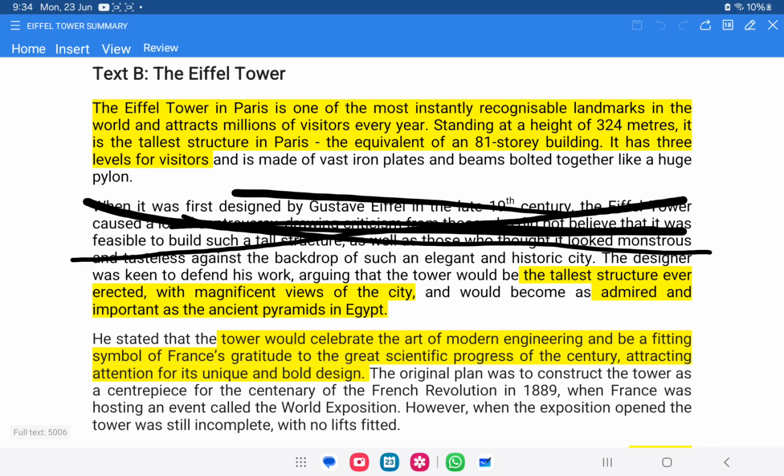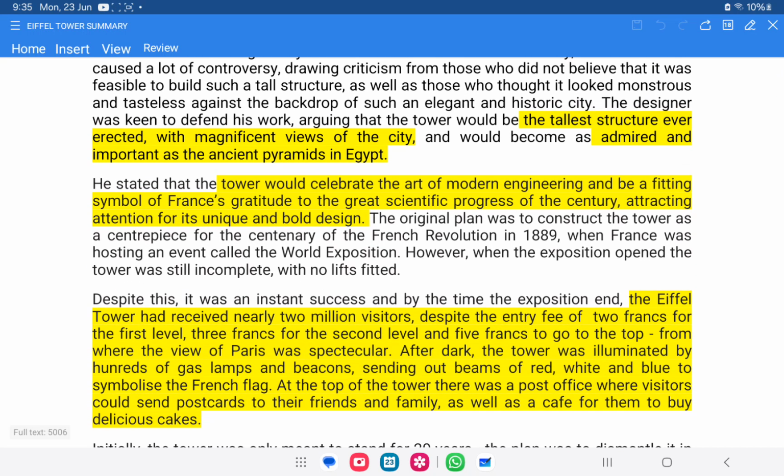Now second is the tallest structure ever erected with a magnificent view of the city, admired and important as the ancient pyramids in Paris. Okay. Then we have the Tower would celebrate the art of modern engineering, and be a fitting symbol of France's gratitude to the great scientific progress of the century, an attraction for its unique and bold design.